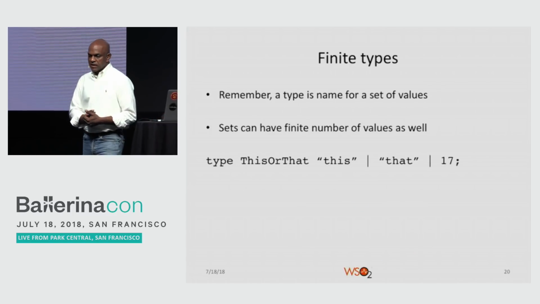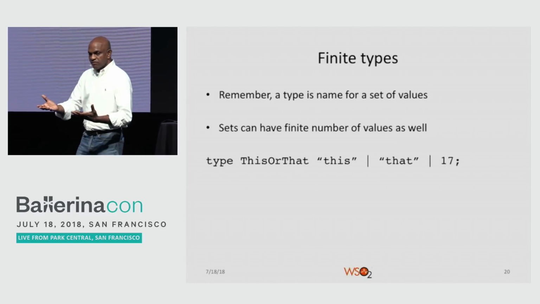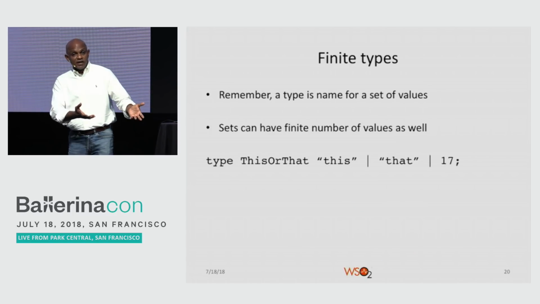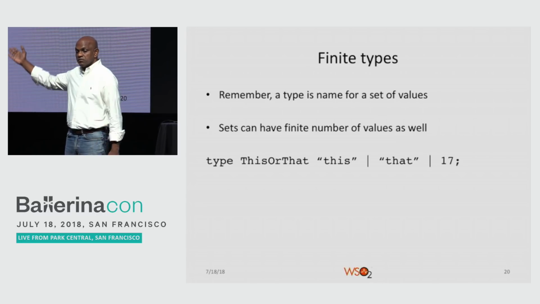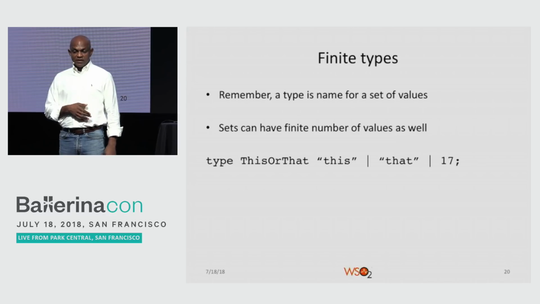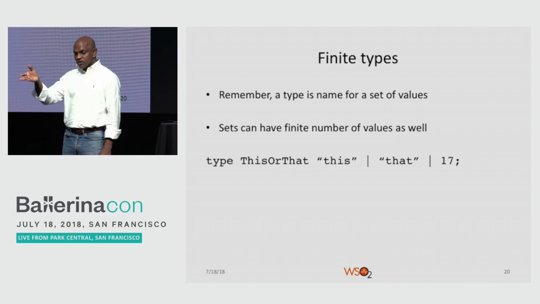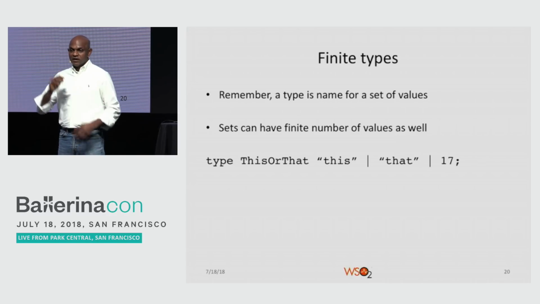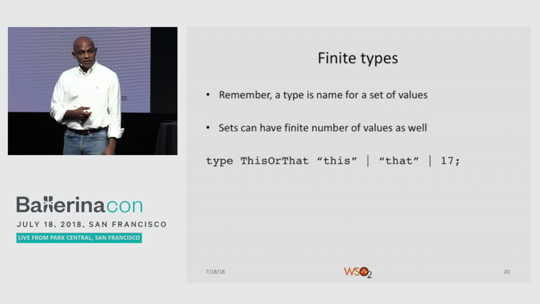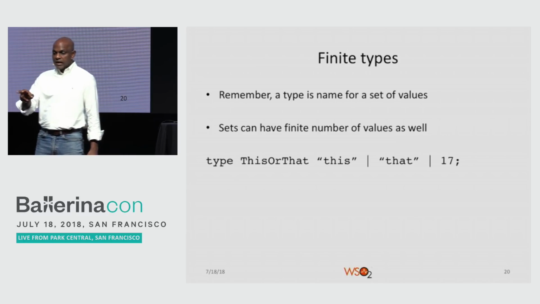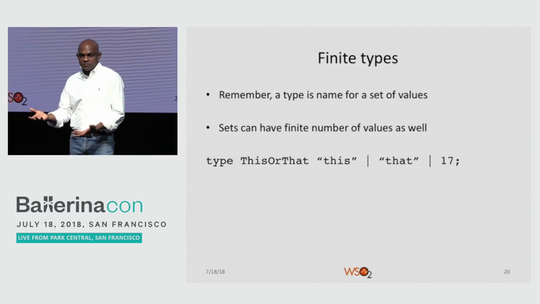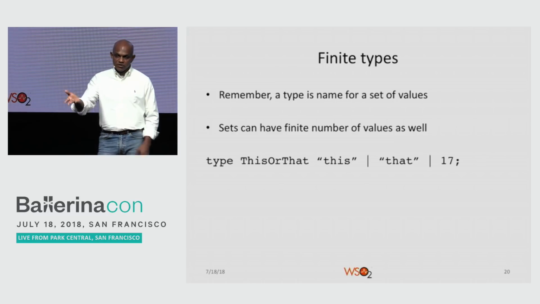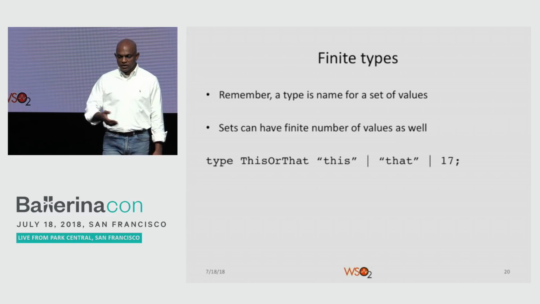I mentioned finite types briefly. It's just a set of values, so you can have any finite number of values. I can declare a set and say, it's these values. So here I declare a type called this or that, which has the string this or that, and the value 17. That means a variable of this type can have any of these three values, and that's it, no other value. So it's like an enum in some sense, but it's a super powerful enum because it's actually type checked for exactly those values, and you can do a little bit more with this.